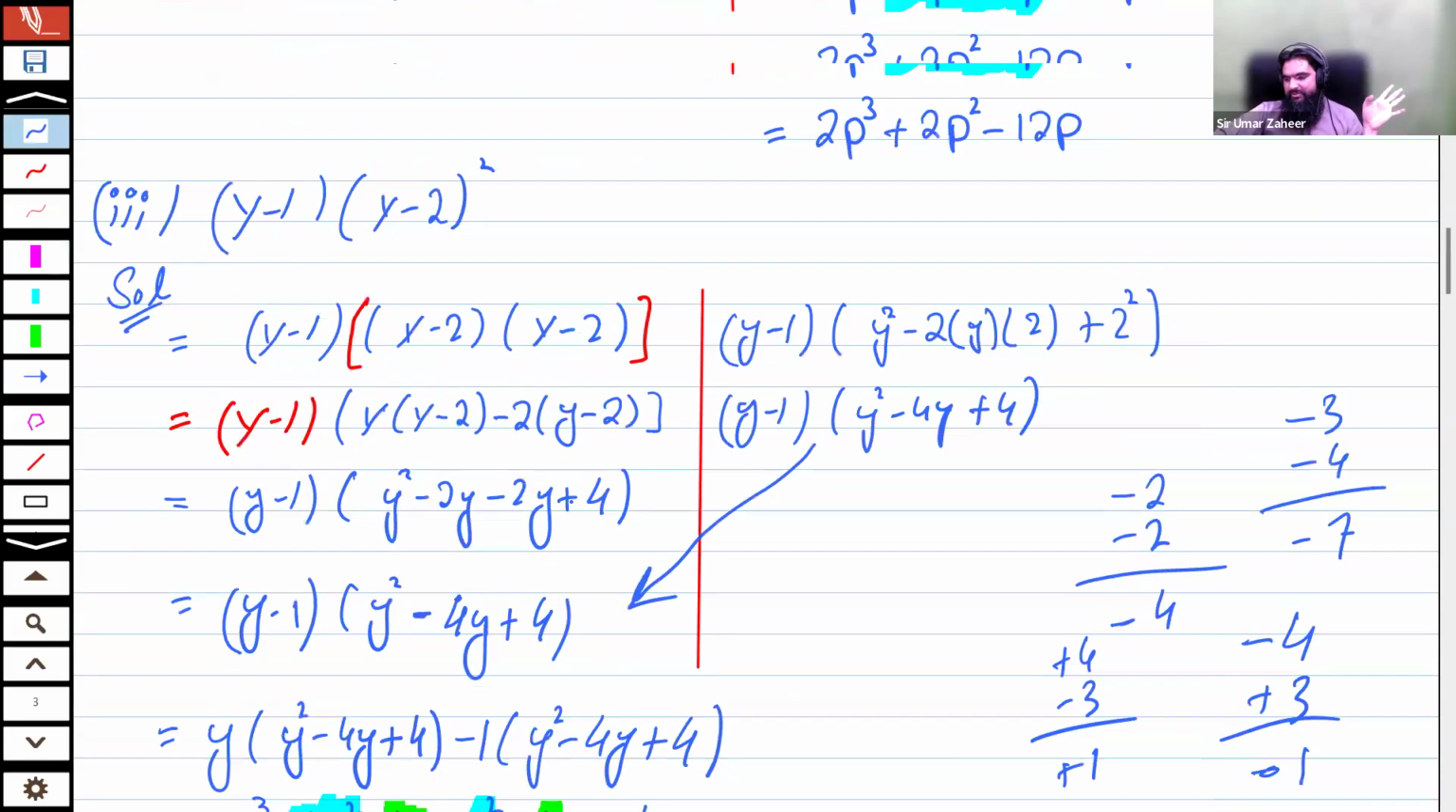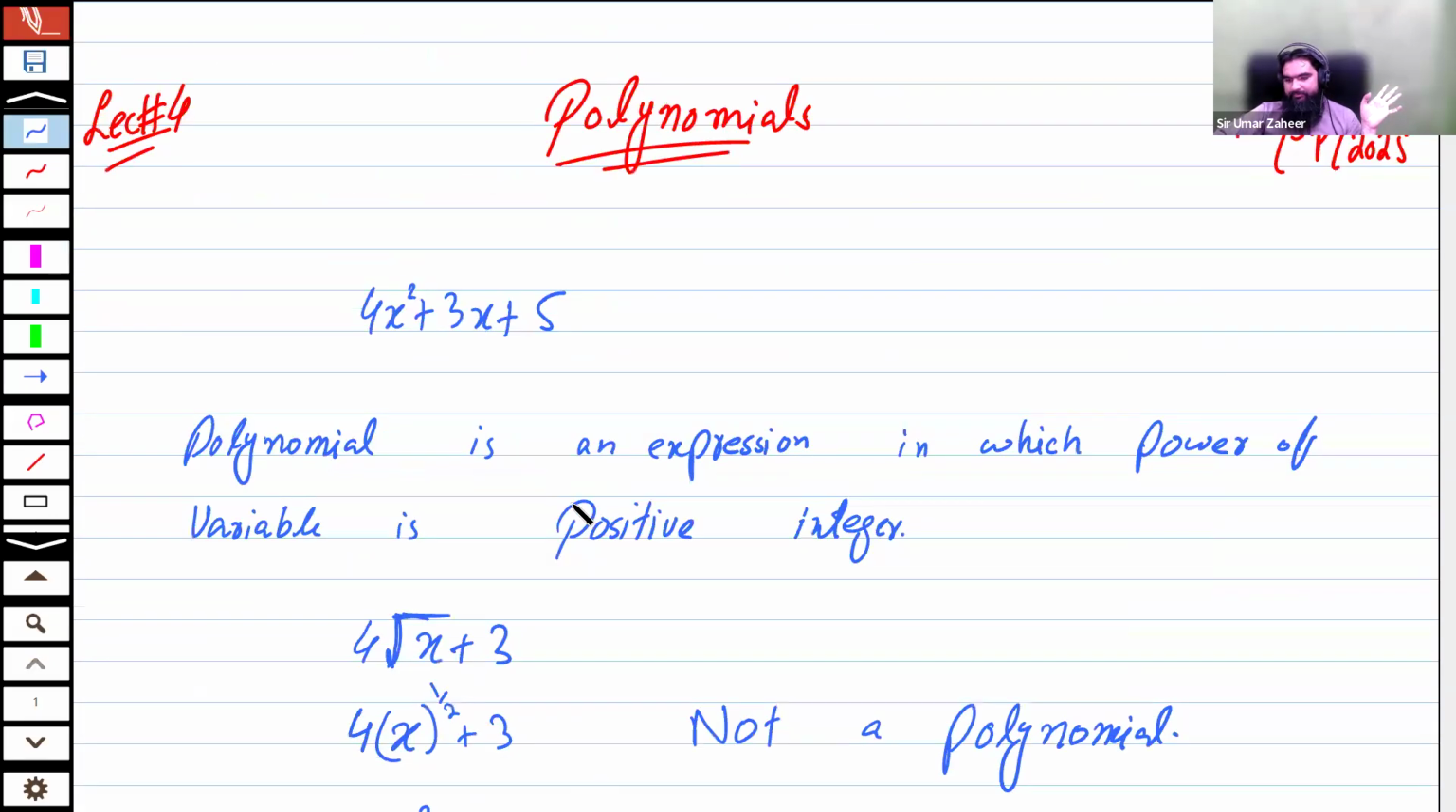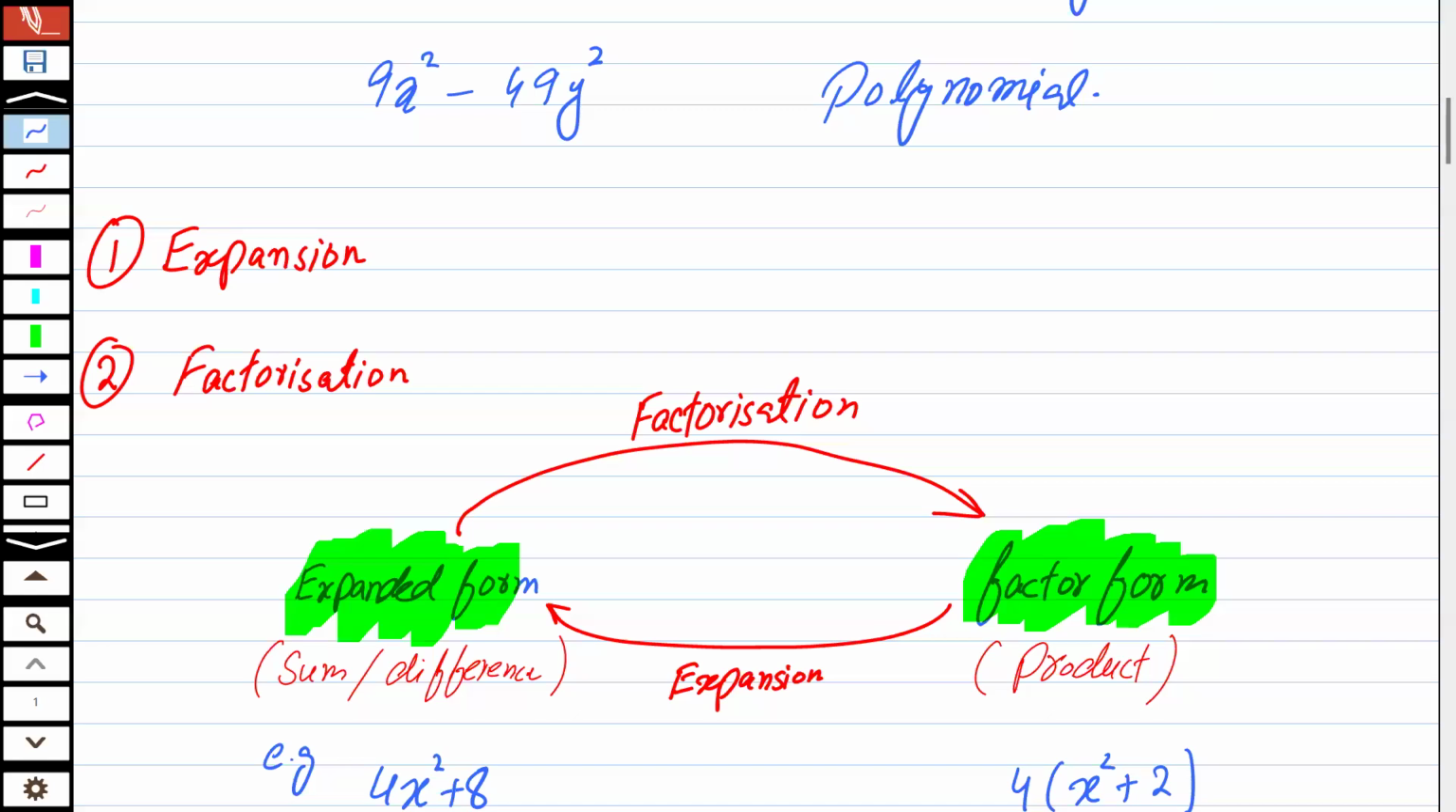Yes, everyone. Any question till here about the expansion? No, sir. All right, I'm going to be sending you the worksheet in which you have the question of the factorization as well as the expansion.